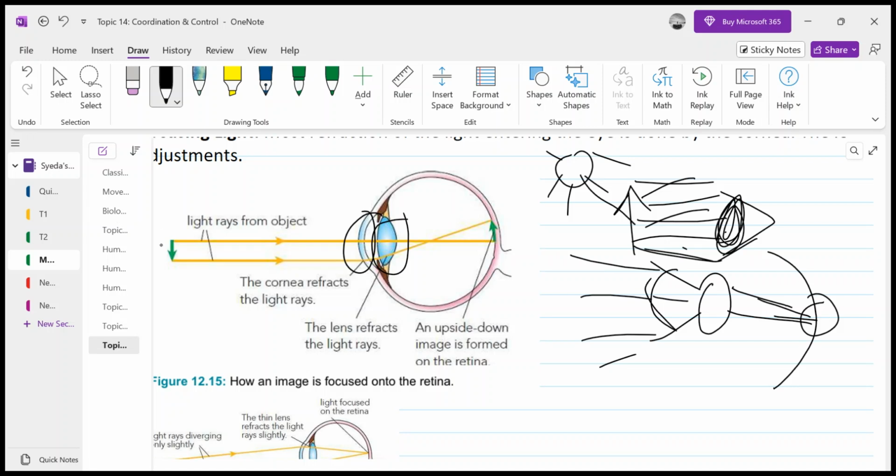See, the light, this is an object, right? As I told you, we have a convex lens, and a convex lens always forms a real image in the opposite direction, which is always upside down. For example, if this is the object, the image that we can see is like this.